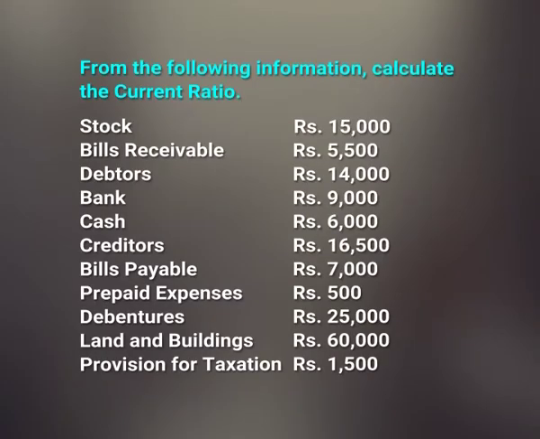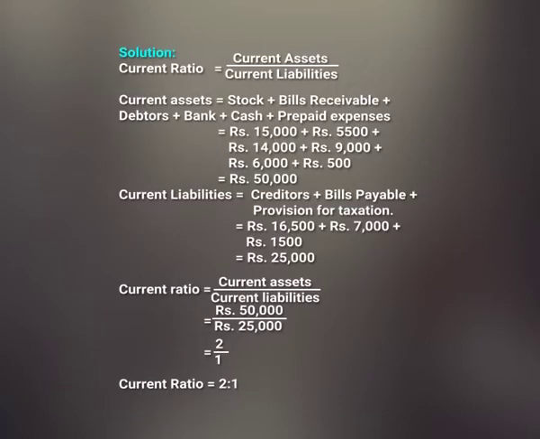From the following information, calculate the current ratio. Stock rupees 15,000, bills receivable rupees 5,500, debtors rupees 14,000, bank rupees 9,000, cash rupees 6,000, creditors rupees 16,500, bills payable rupees 7,000, prepaid expenses rupees 500, debentures rupees 25,000, land and buildings rupees 60,000, provision for taxation rupees 1,500. Now, we will have a solution for this.